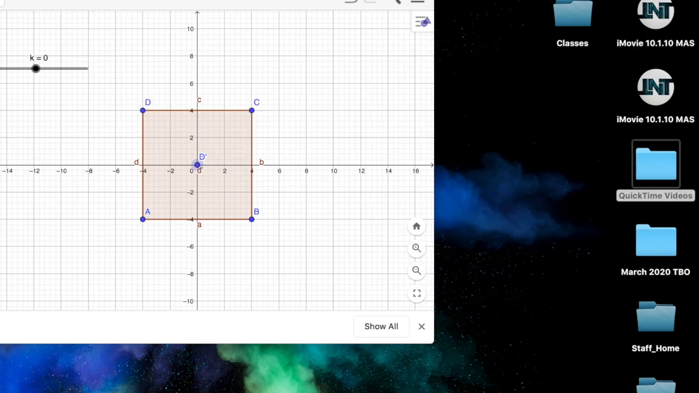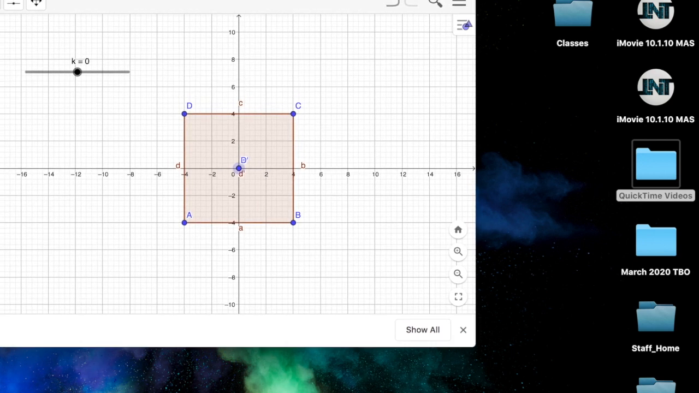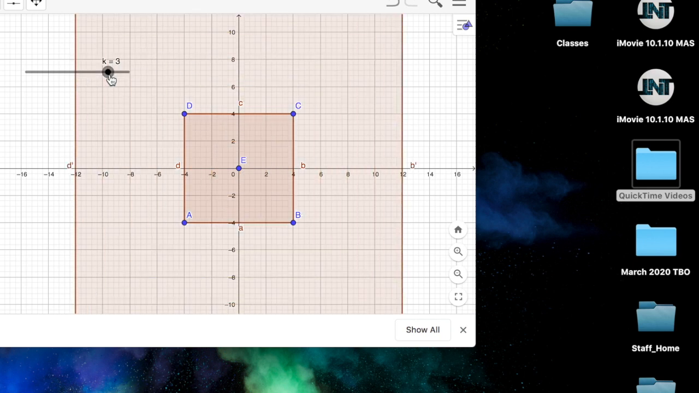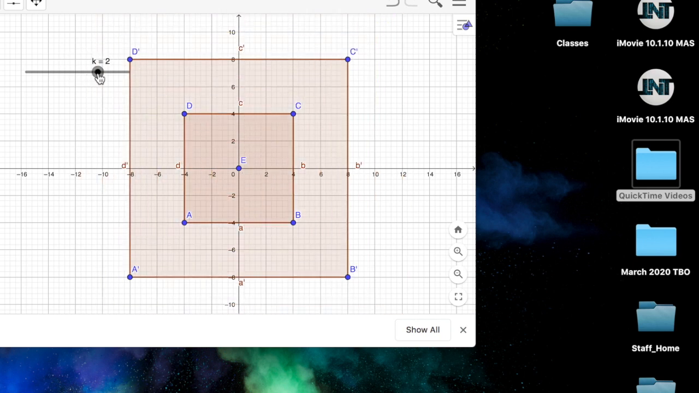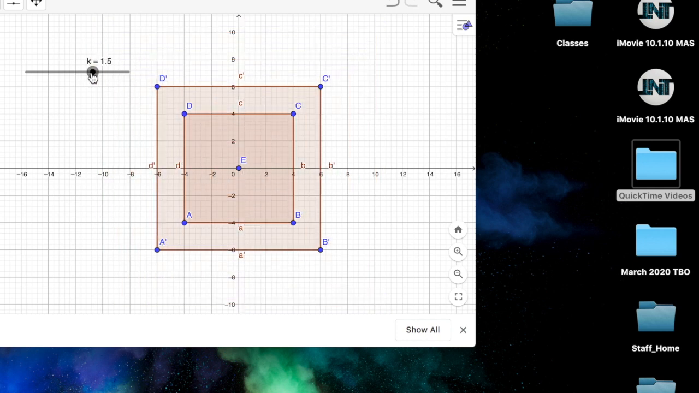So if we want to take a look at what a dilation is, essentially a dilation is a scaling factor that we talked about in our first unit on similar figures. So here I have a square, and I'm dilating the square against this central point D prime. That is the center of my dilation. As you can see, as I change my dilation factor, the whole entire square is getting bigger and smaller with reference to the central point, which now looks like it's called E.